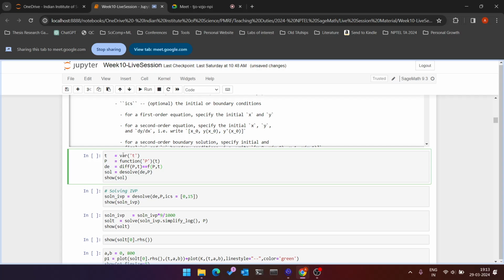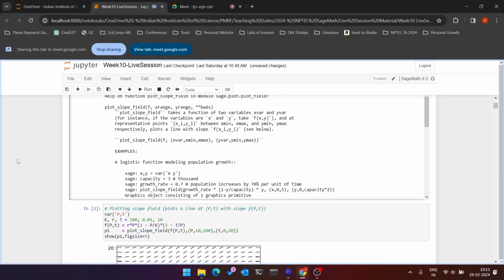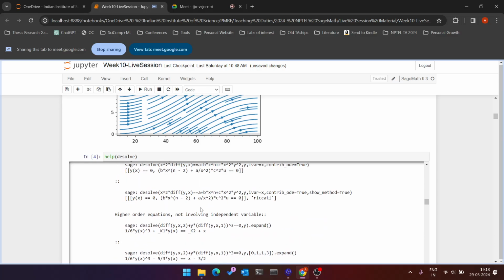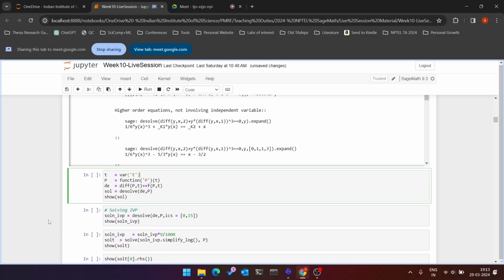Now we define the differential equation, but to do so we first specify p as a function of the variable t, which is what we have also defined earlier. And then we write the differential equation of p comma t: dp by dt is nothing but f of p comma t, which is what we have already specified. With this definition, we ask DSolve to solve this differential equation for the dependent variable p.